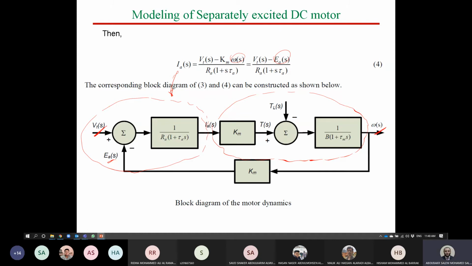If you would like to get the transfer function of this model, simply you need to get omega of S over V of S. So this will represent the transfer function.